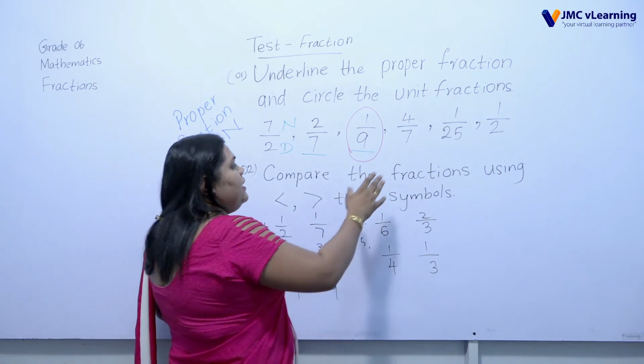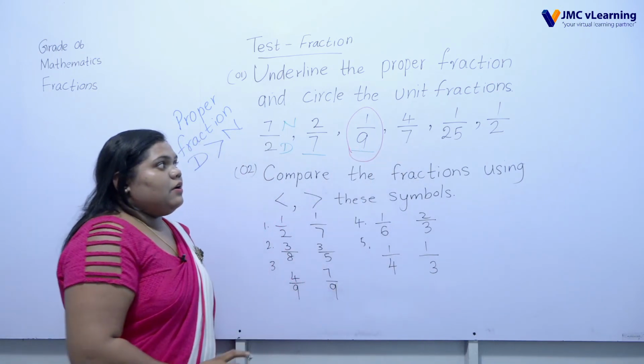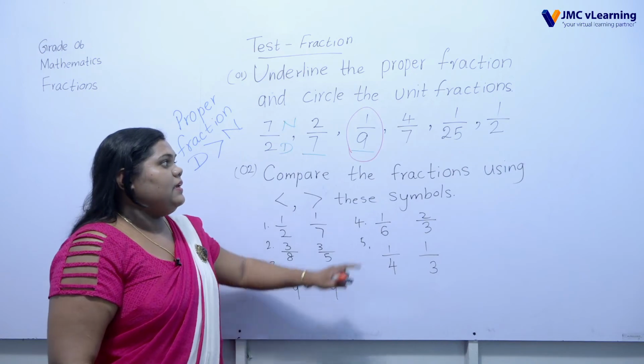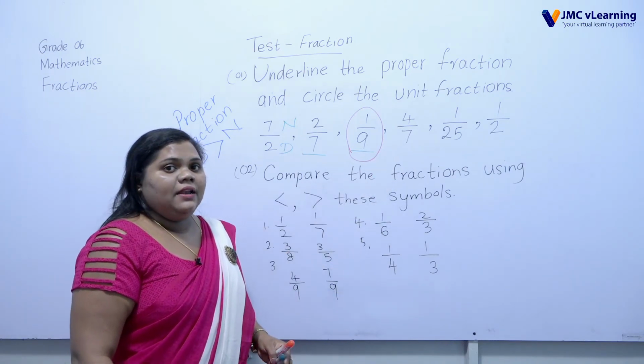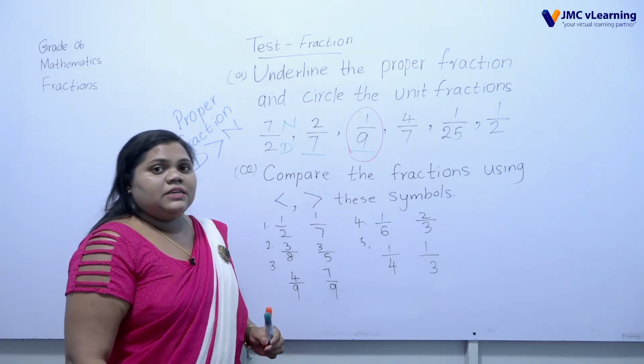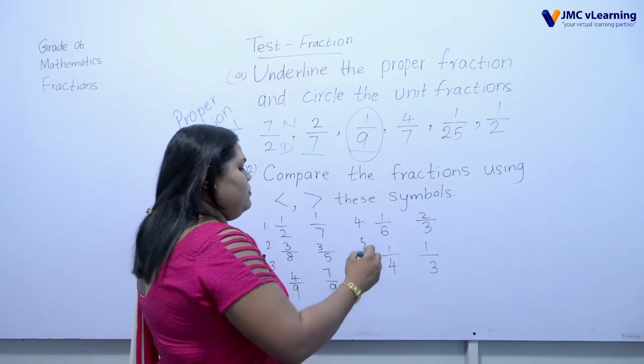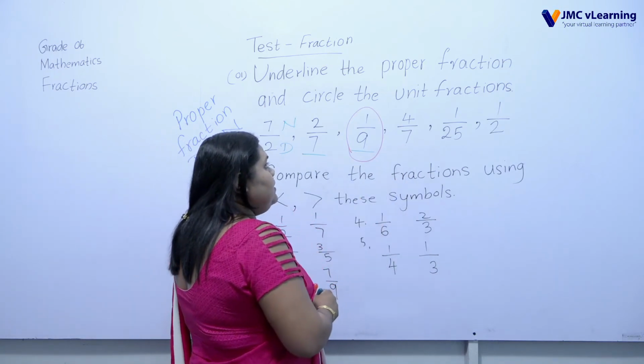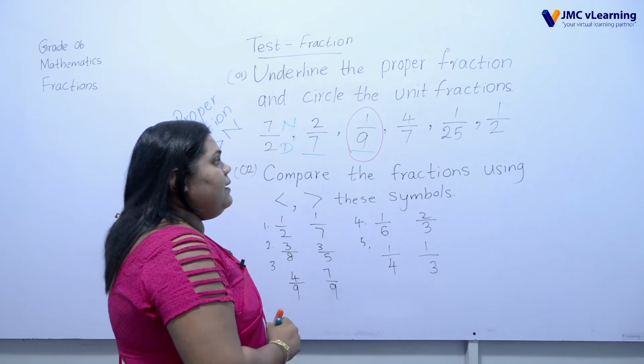Okay. Then next one. 4 out of 7. Now here 7 is bigger than 4. 7 is bigger than 4. So we can take this one as a proper fraction.